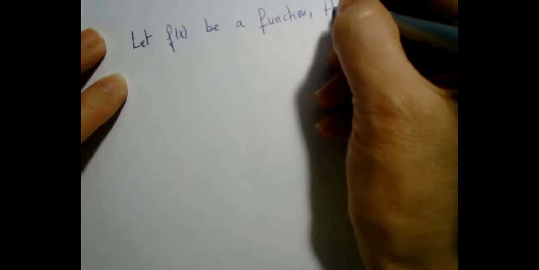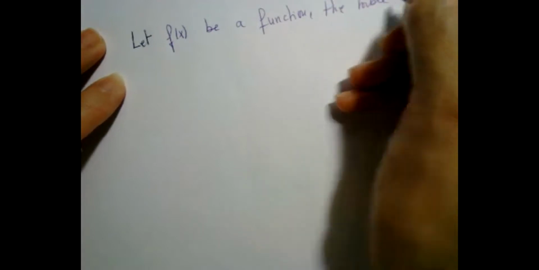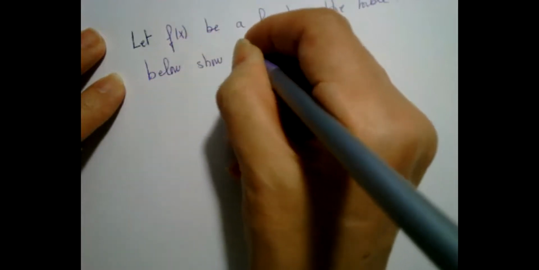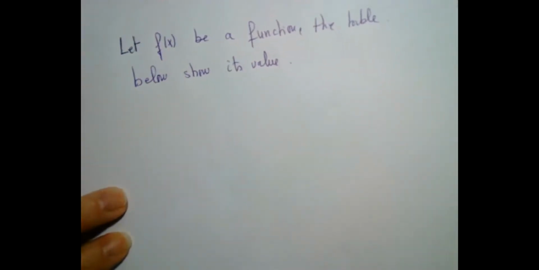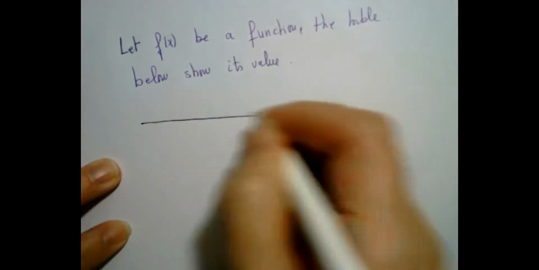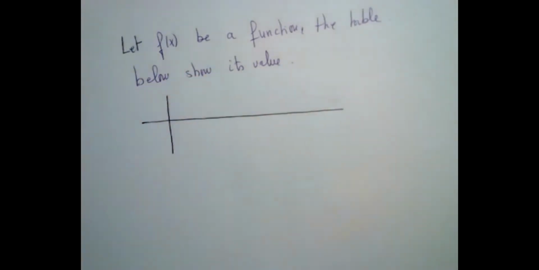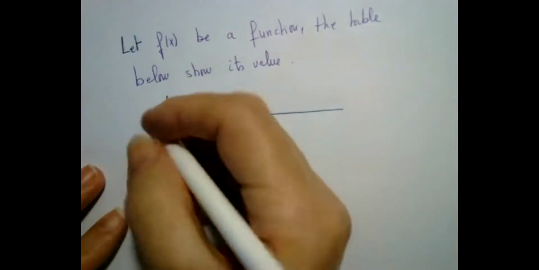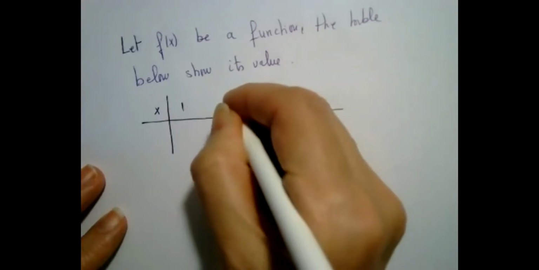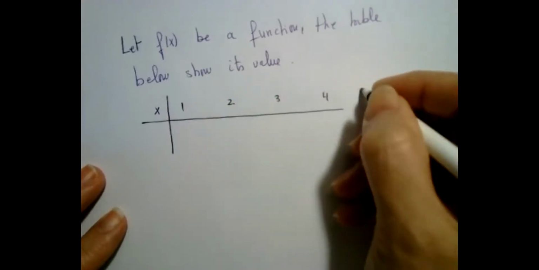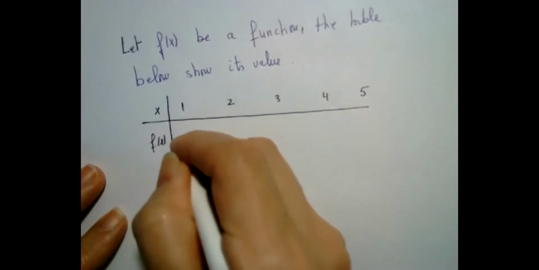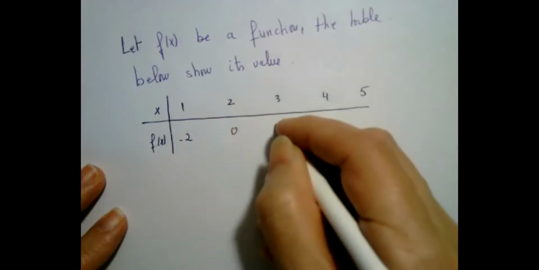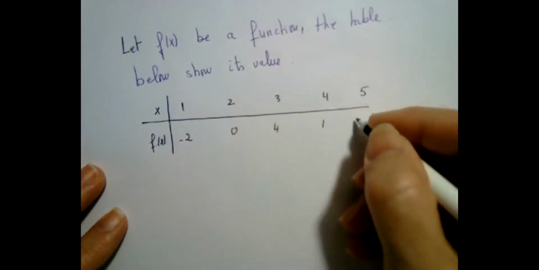And the table below shows some of its values. What do I mean by that? It means the following. I have a table, and instead of giving you a formula or a rule to talk about it, I have a table. So suppose I have 1, 2, 3, 4, 5. These are the values I have. And f of x, I'm going to put -2, 0, 4, 1, 6.